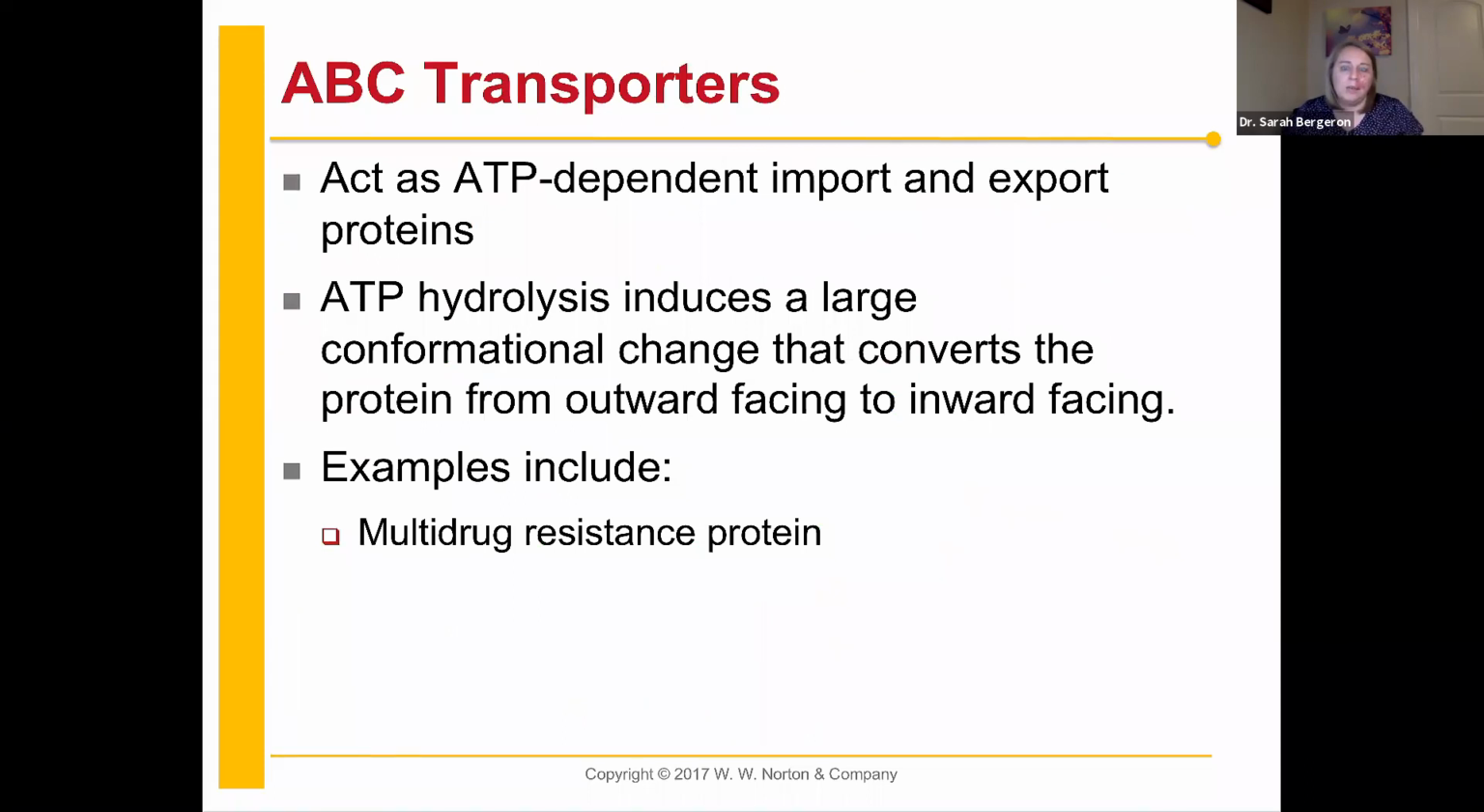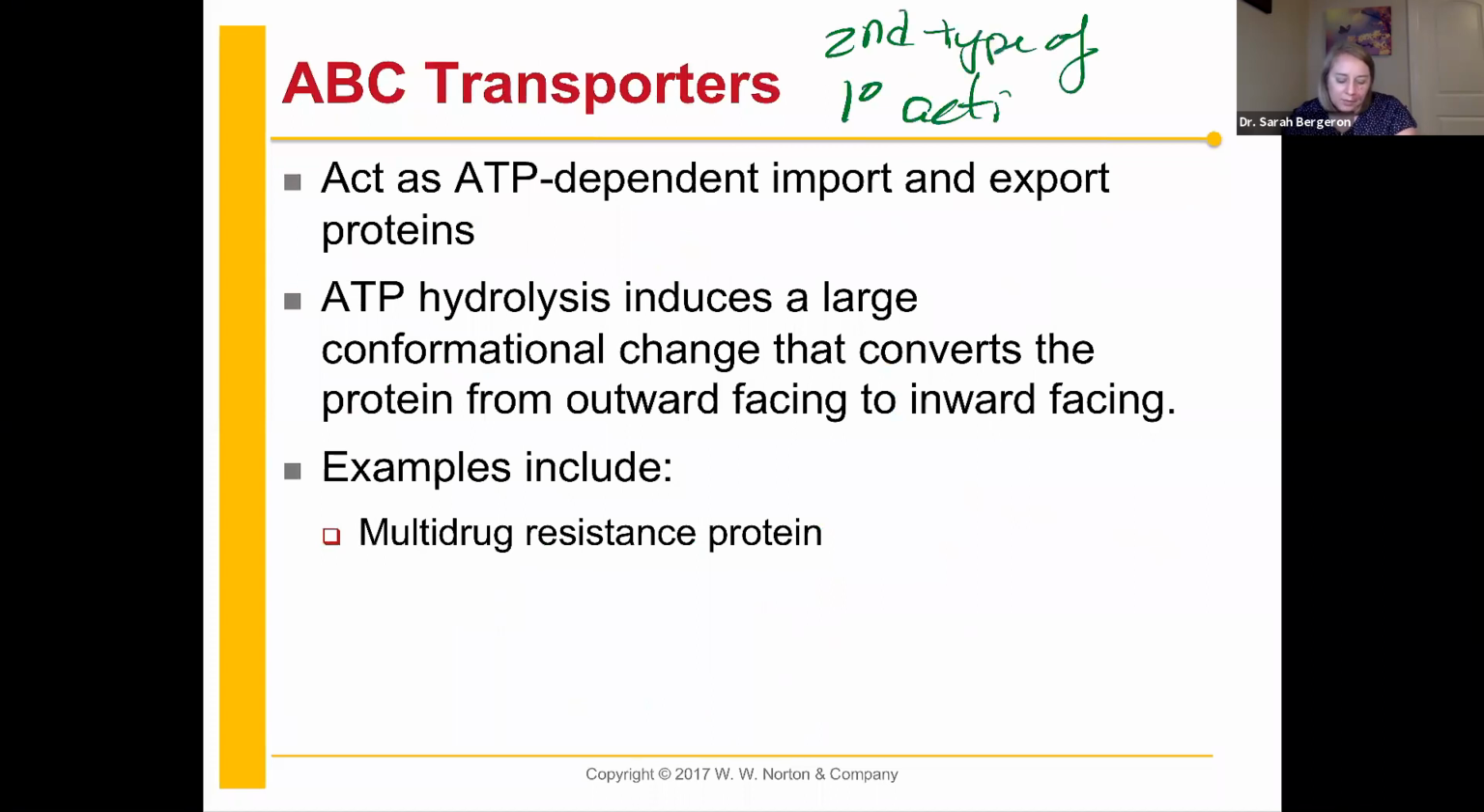All right, so now we're going to talk about the second type of primary active transport molecules. These are ABC transporters. These are also ATP dependent, because it's a primary active transporter. And it can either import or export depending on which molecule it is. And again, it's that ATP hydrolysis that induces a large conformational change.